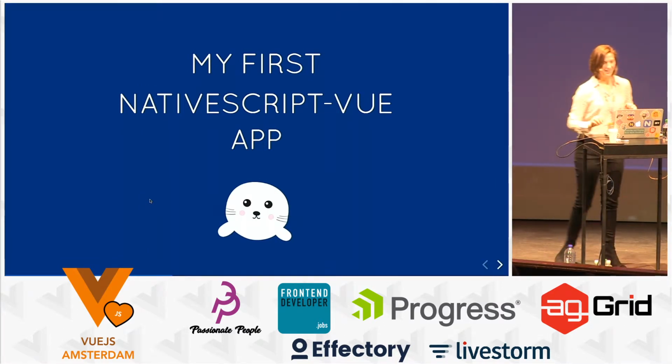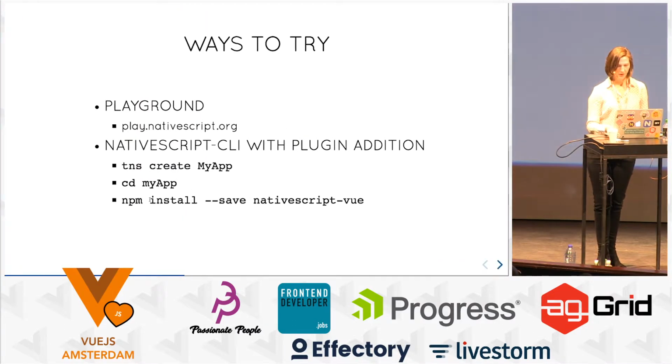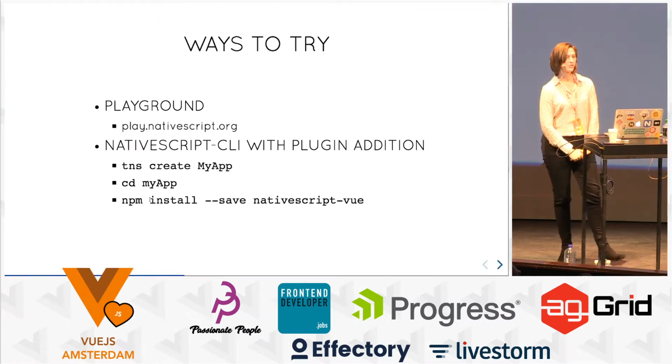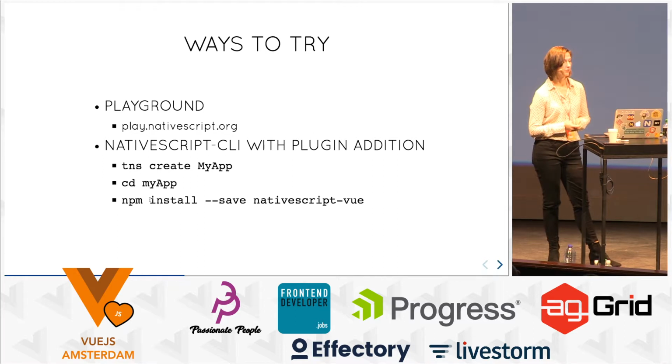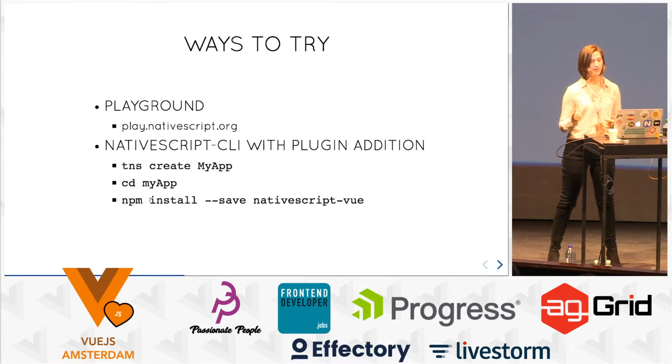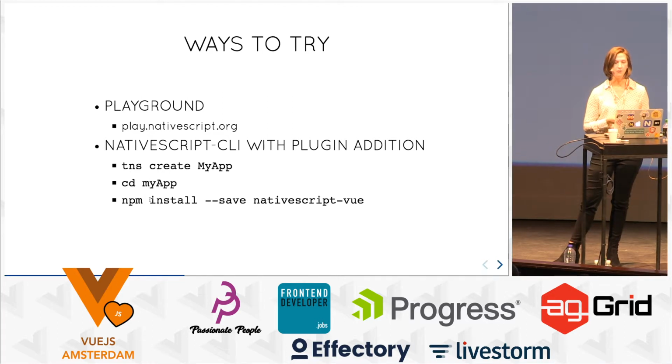Product launch time. So I launched my very first NativeScript Vue app and mobile app together. So I want to just show you what it looks like. When you're starting to launch your product or your project, there are a couple of ways to get started. And one way is using the NativeScript playground. So play.nativescript.org is a great place to start. Or you can just use the NativeScript CLI. Now, you know you're in the NativeScript CLI because it's TNS, Telerik NativeScript. So you just tns create my-app, cd into that folder, and then just do an npm install of the NativeScript Vue module so that you can start using this in your app.